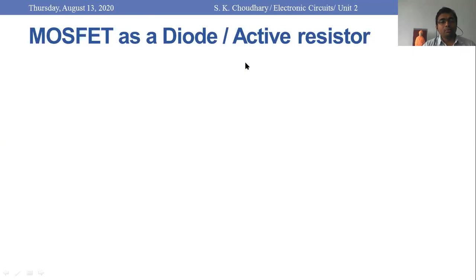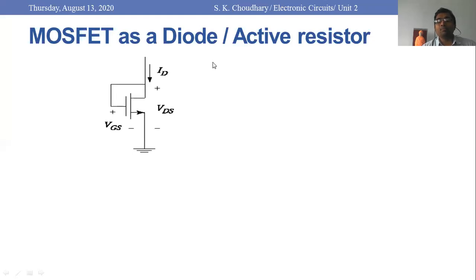Now, on the same topic, we are moving forward to another use of MOSFET, that is, MOSFET as a diode, or it is also called an active resistor. So how can we convert a MOSFET into a diode? This is the basic question. For that, note down this diagram.